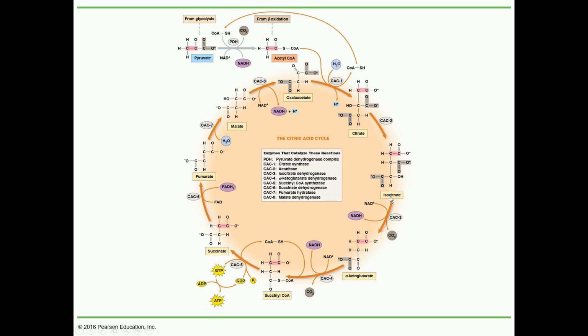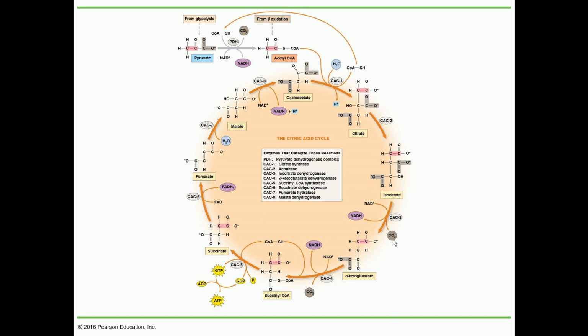Then isocitrate gets further oxidized. Isocitrate has 6 carbons. It gets oxidized, which means it loses electrons, and those electrons are taken by NAD plus, and NAD plus is converted into NADH. And there is also a loss of one molecule of carbon dioxide. Which means that isocitrate has 6 carbons, and when it loses one carbon, it is converted into a compound which has 5 carbons.